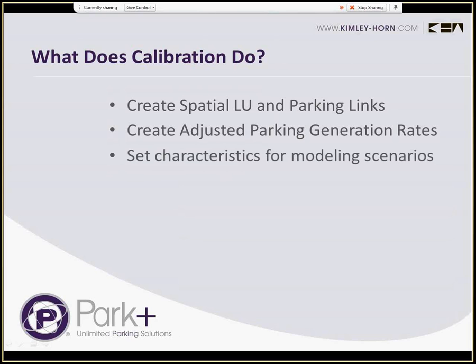And then finally, it sets characteristics for your future modeling scenarios. So once you've got a good calibration data set, you're ready to go in and start building out future scenarios, whether you're looking at master planning or new developments or new parking or parking pricing. The success of those scenarios is built on a good calibrated data set that allows you to really understand that you are modeling accurately within the Park Plus model.